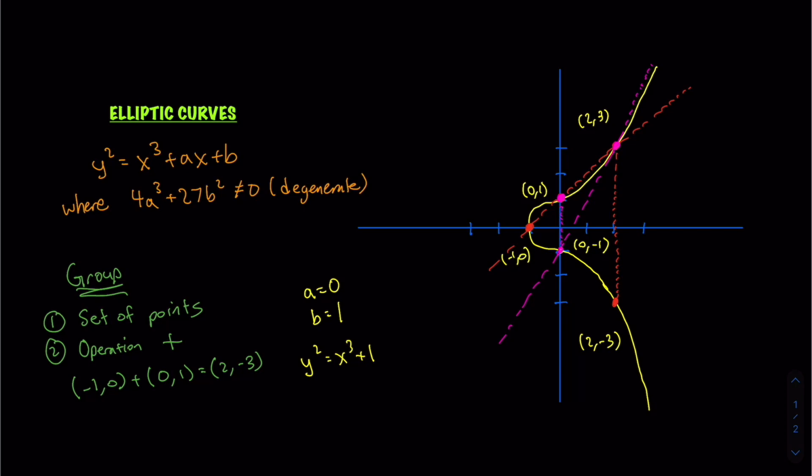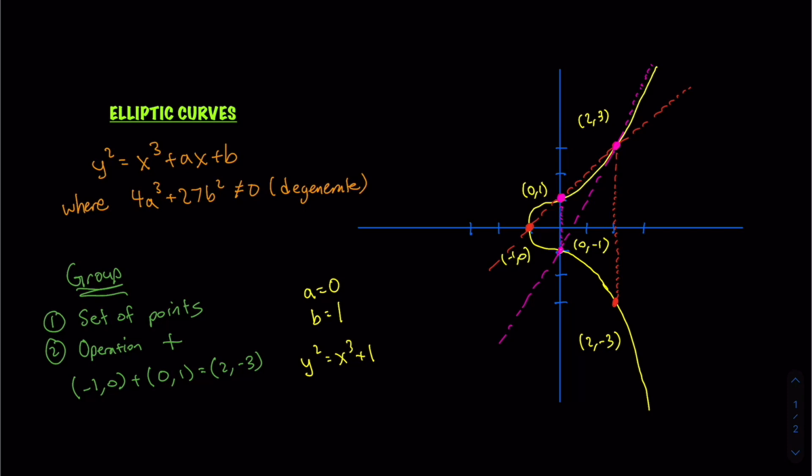Now what happens if I add a point to itself? Then actually the addition is the tangent method that we learned, the second method that we've learned. So for example, if I add the point 2, 3 to 2, 3, that equals 0, 1. That's the same as when I drew the tangent line to the point 2, 3 on the curve and flipped it over the x-axis. So great, we now have defined our set of elements and our operation.